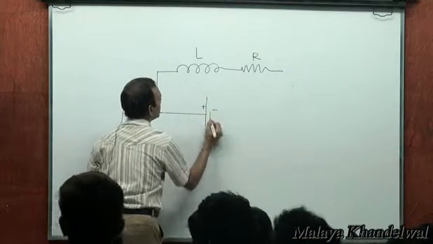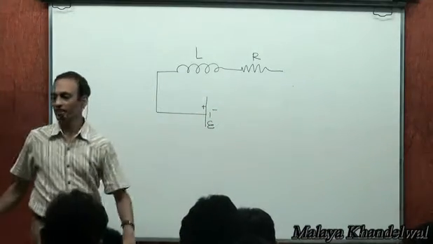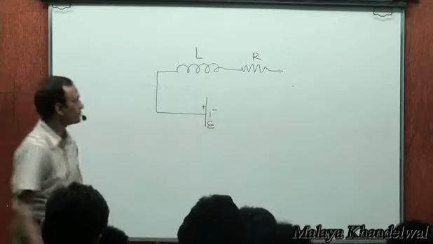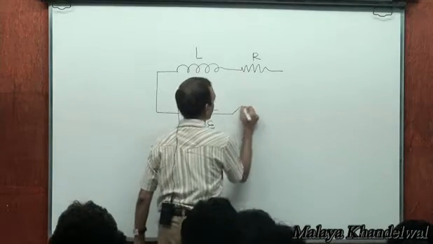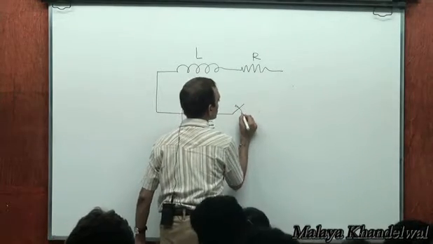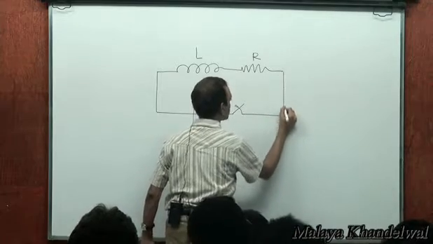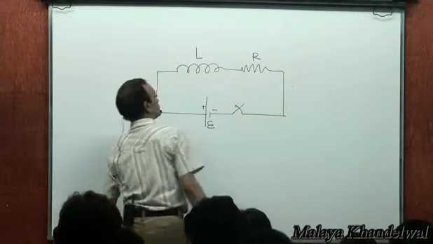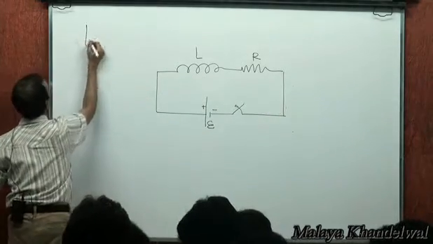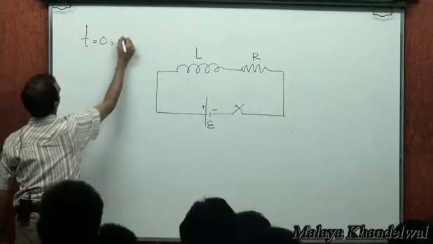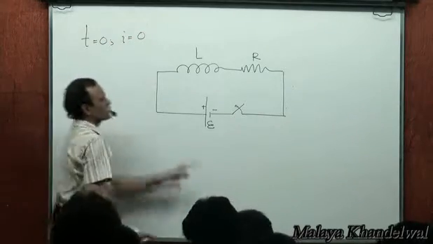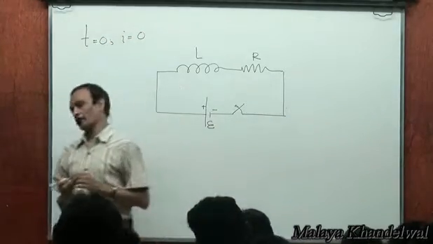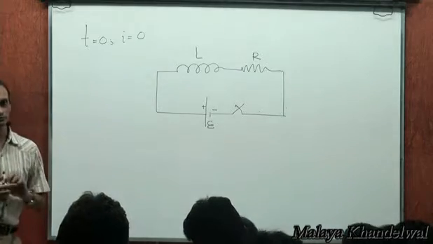And this would be a battery, say EMF epsilon. Battery, EMF epsilon, switch. Initially, at time t equal to 0, there was no current. The switch was open and there was no current through the inductor element.